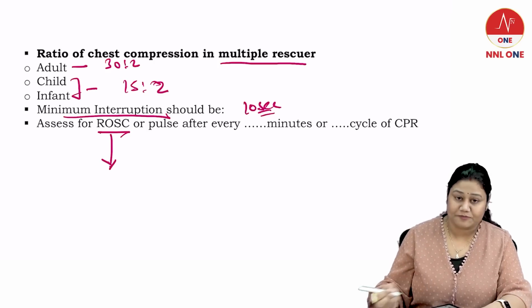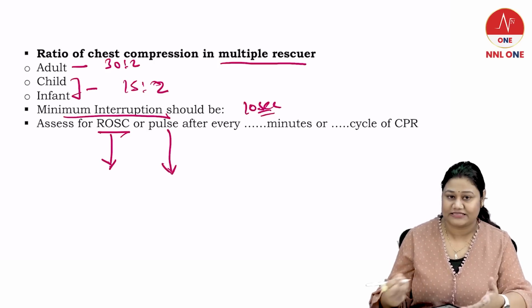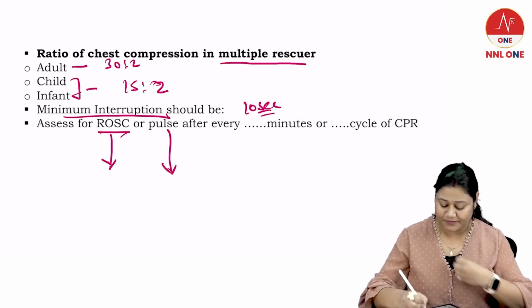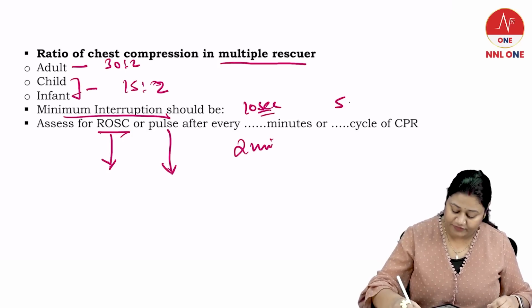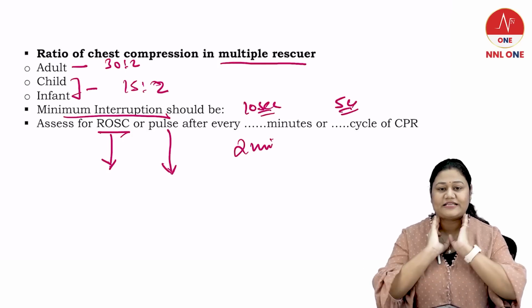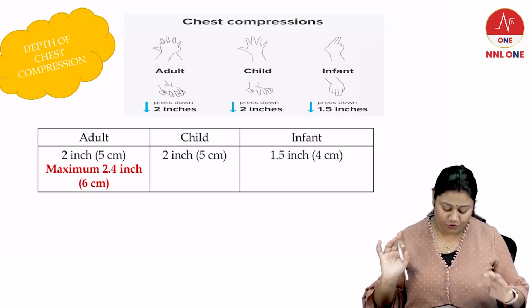ROSC is return of spontaneous circulation. We have to assess the pulse. How frequently do you have to assess the pulse? Every 2 minutes or every 5 cycles of CPR, you have to assess whether the pulse has returned or not, right?